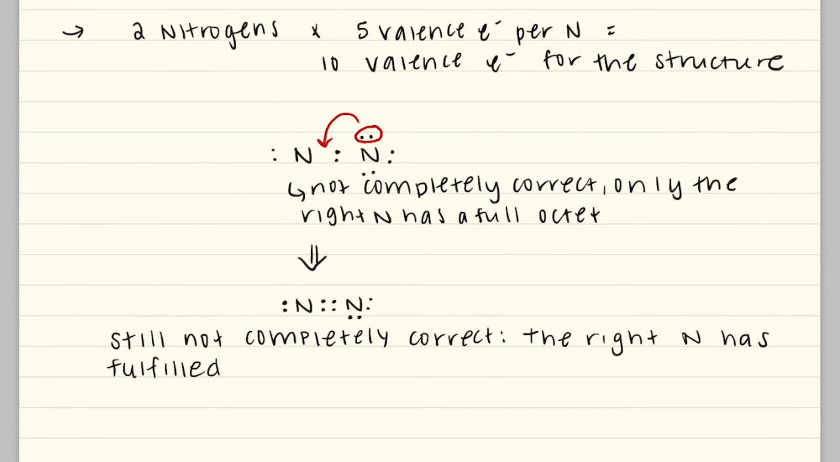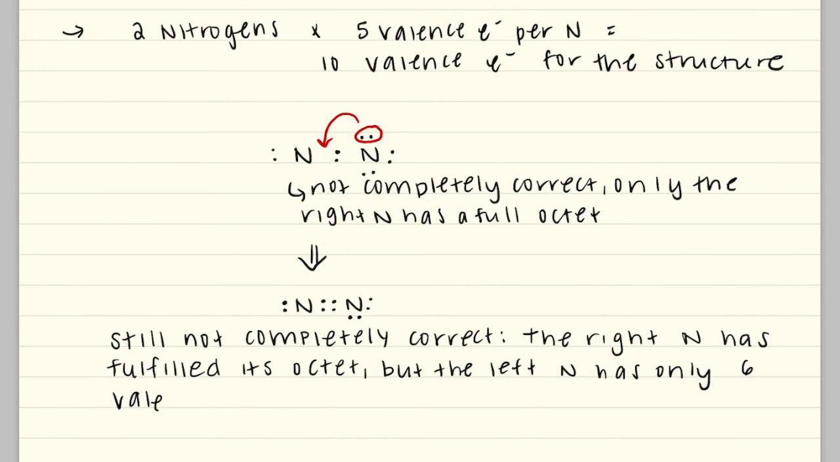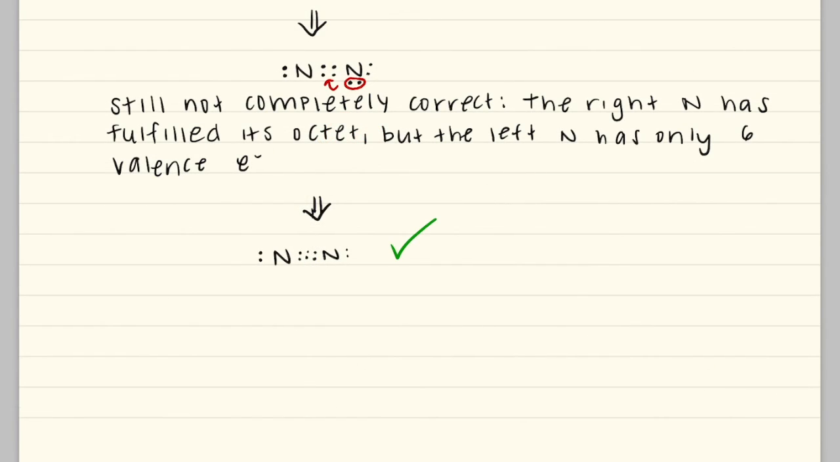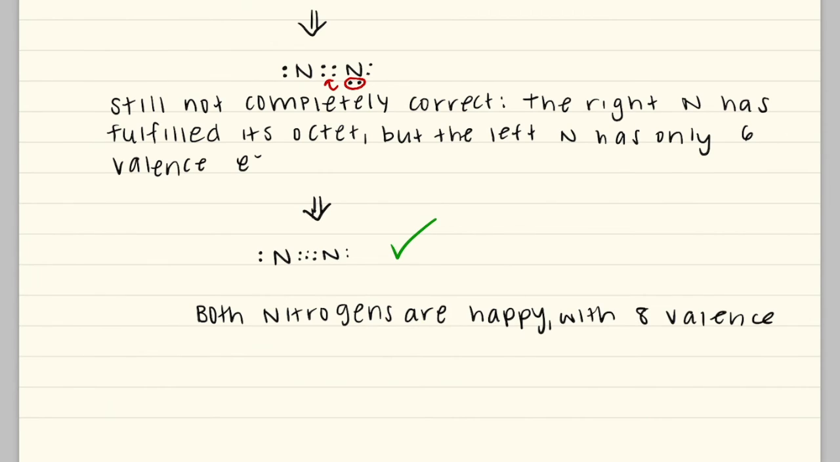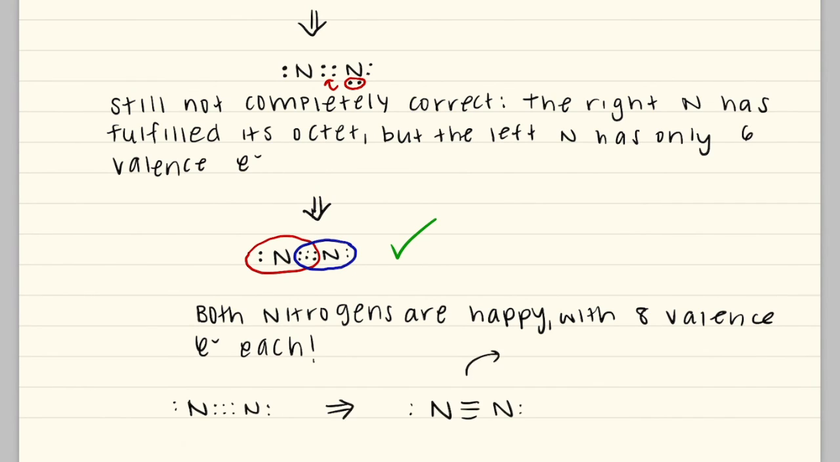The right nitrogen has 8 electrons while the left nitrogen only has 6, so the octet for only the right nitrogen is fulfilled. Now we're going to take 1 more pair from the right nitrogen and add it to the middle of the 2 nitrogens. Now both nitrogens have 8 electrons each in their outer shell and are satisfied. Also, if you count the number of electrons for the whole Lewis structure, we have 10, which is what we needed. This is a good way to check if you have drawn your Lewis structure correctly.